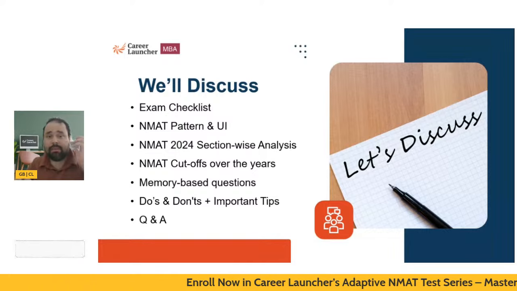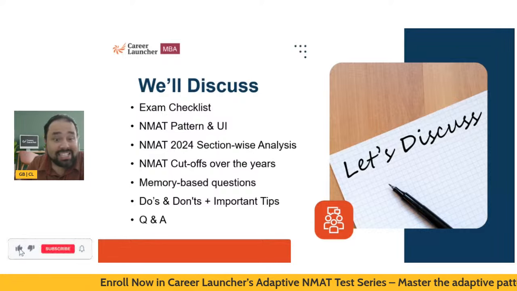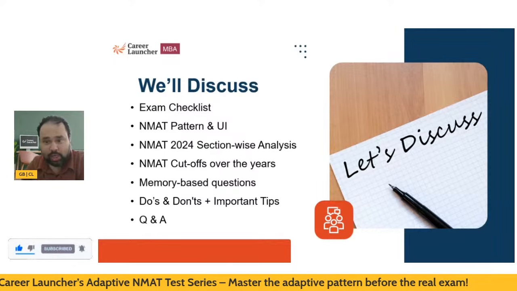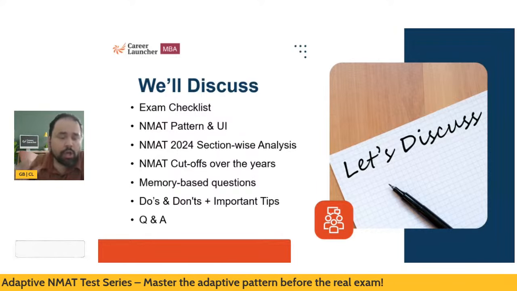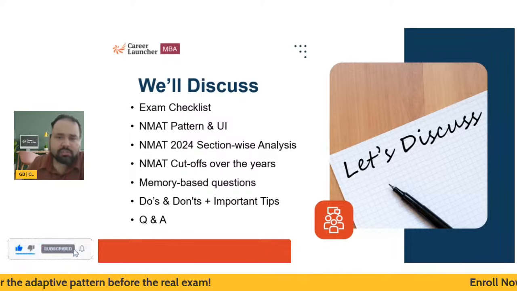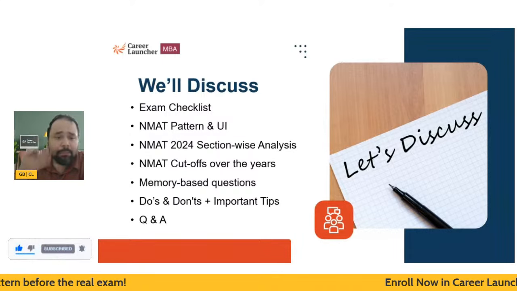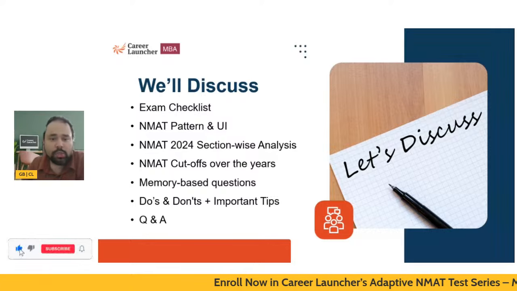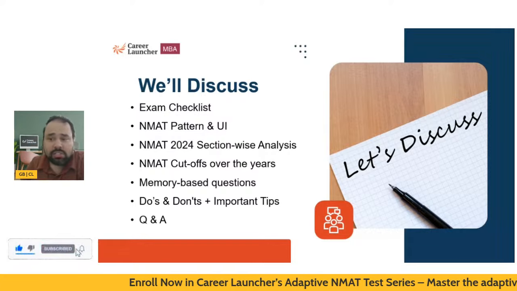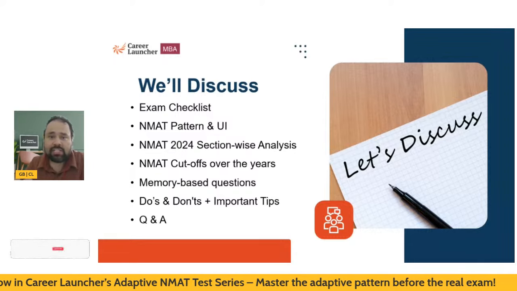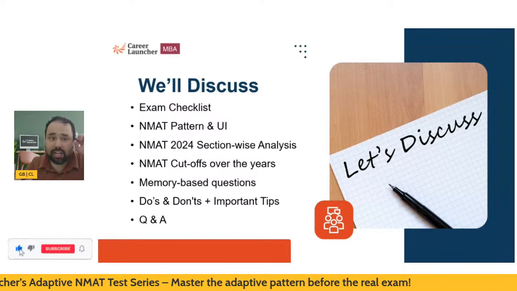So we need to keep in mind what the cutoffs have been over the last 3 to 4 years, and ensure that we clear any of those plausible cutoffs. We'll talk about that. Certain memory based questions over the years. So not exact questions, but the type of questions that have come. Hopefully that will help you understand what you need to do. Important do's and don'ts, certain important tips to keep in mind, and finally the Q&A part. So that's basically what we're going to cover in today's session.